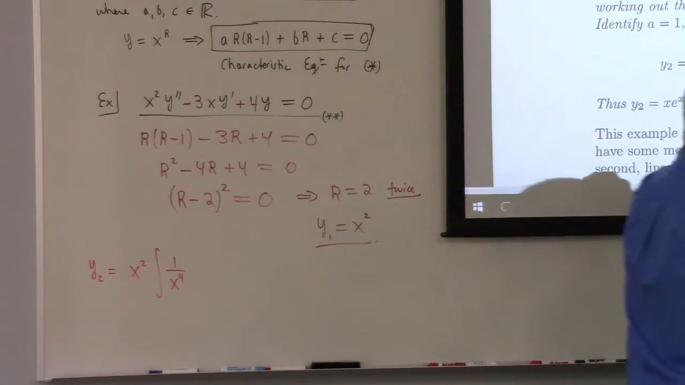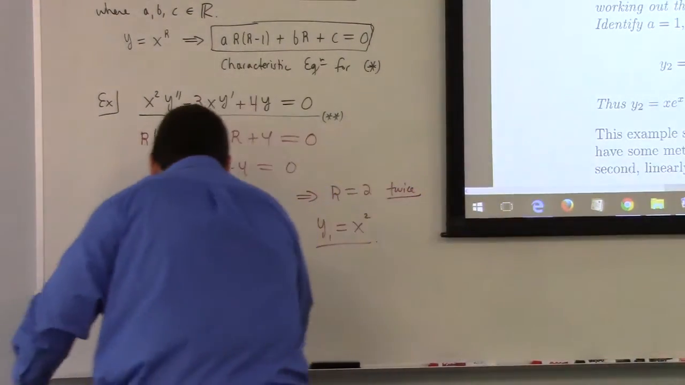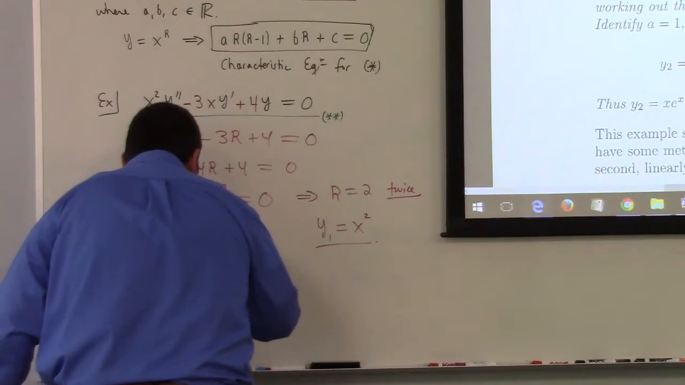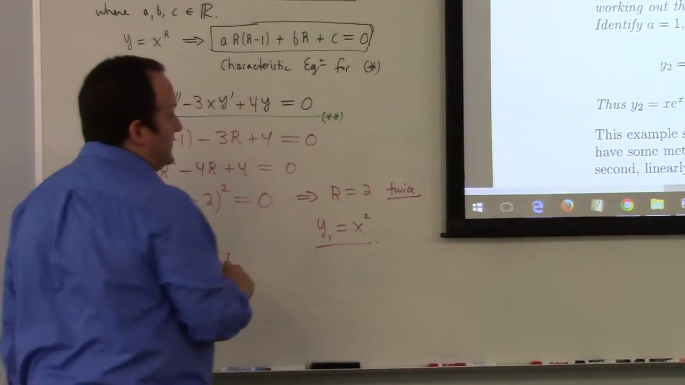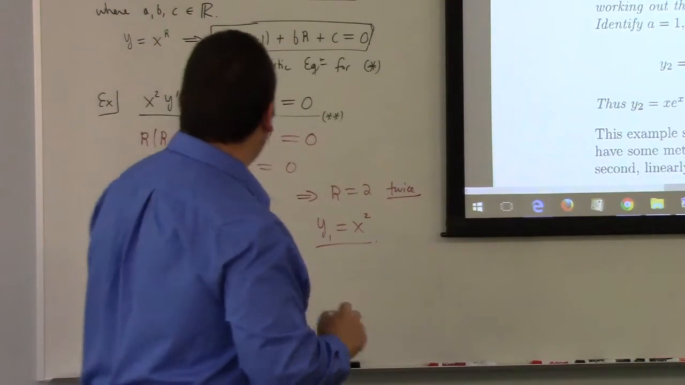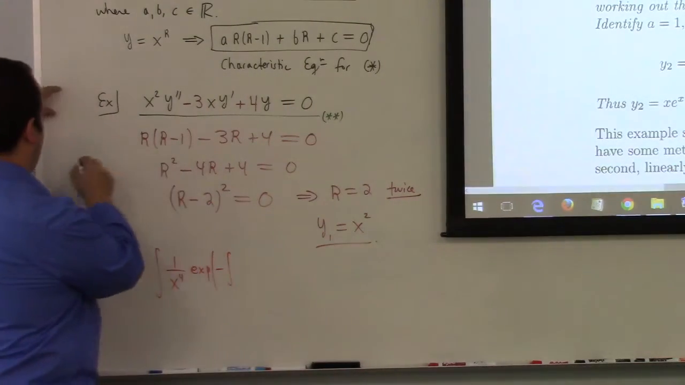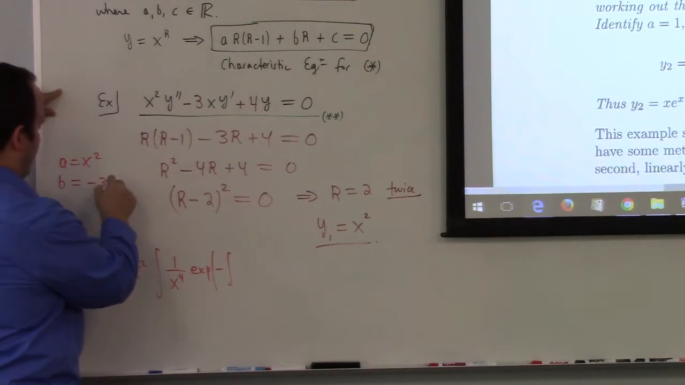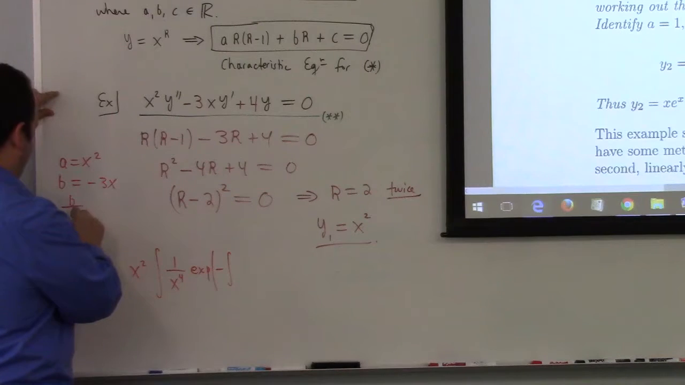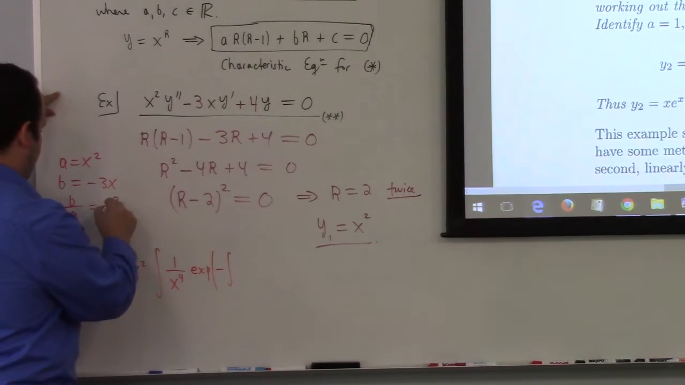And then we're multiplying by the exponential of the integral, minus the integral rather. What's my b and what's my a? A is equal to x squared in my problem. B is equal to minus 3x. So b over a is equal to minus 3 over x, right?